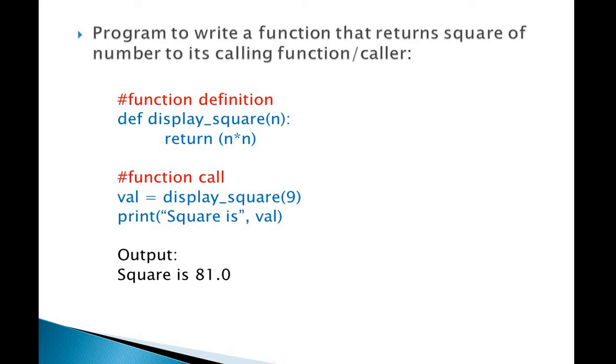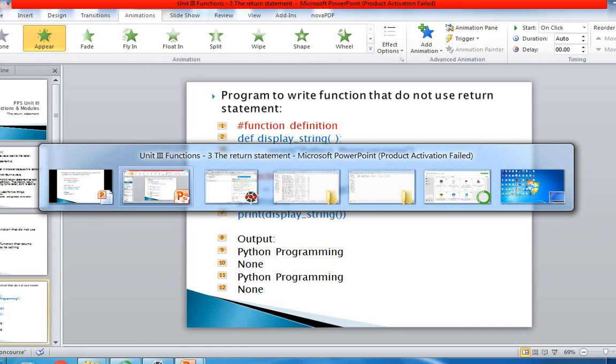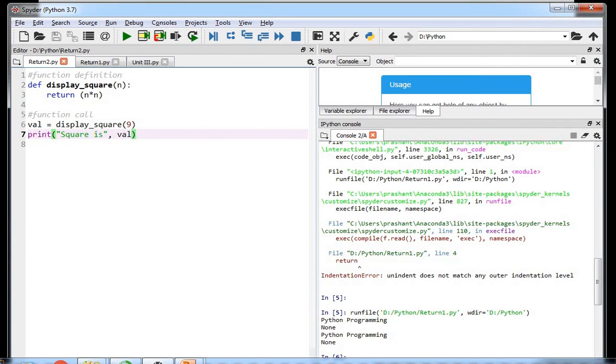Whatever we have passed to the function as the argument, this argument is multiplied with itself, and this value is returned from the function. We have called this function passing value 9, and the return value is captured in the val variable. This val variable is displayed using the print statement. Check the program. Same lines are available here.